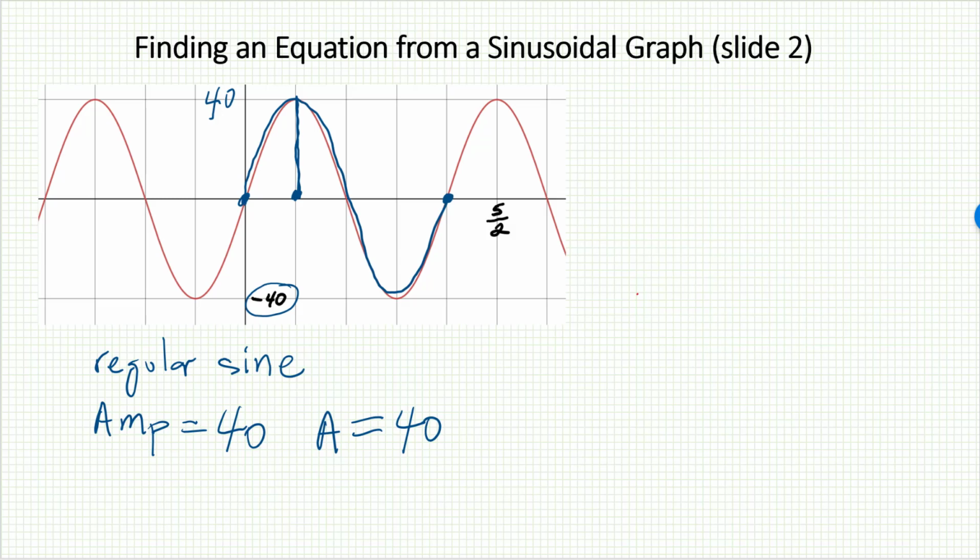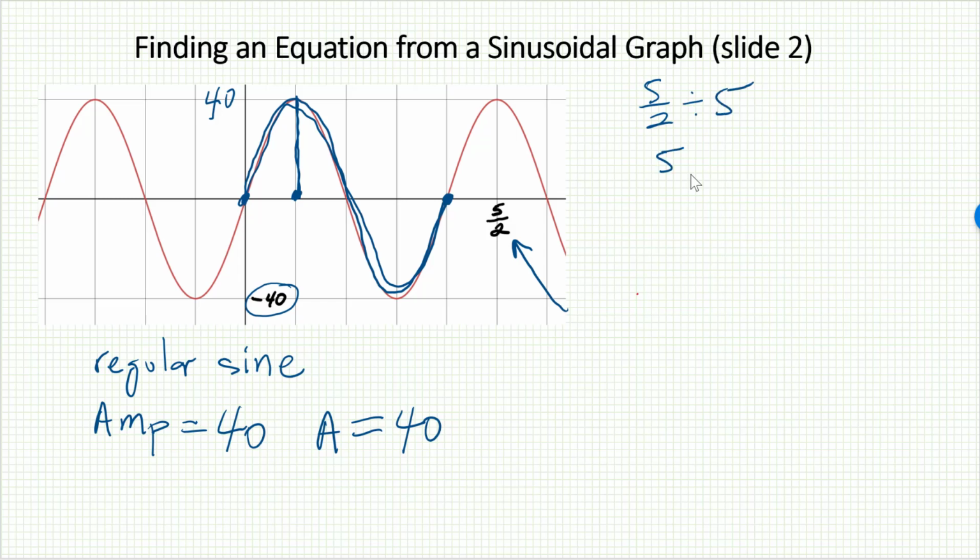How about the period? Well, this is a little tricky. The only marking I'm given on the x-axis is right here, 5/2, 2.5. That is not where the period ends, though. The period ends at the marking before that, so I need to figure out what I'm counting by. Let's see, I have 1, 2, 3, 4, 5 spaces here to get to the 5/2.